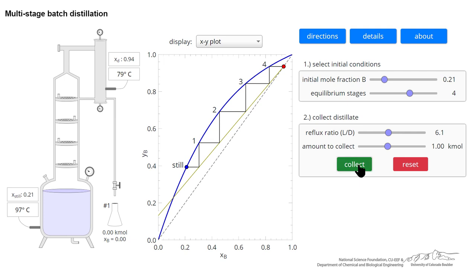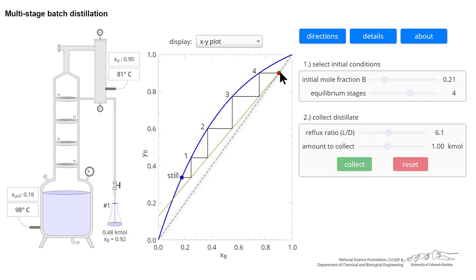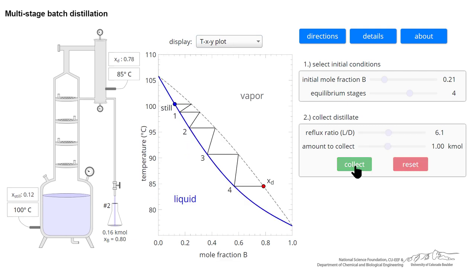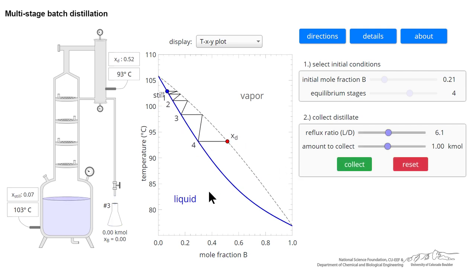So when I hit collect, then you'll notice the mole fractions are decreasing, both the still and the distillate. This is a transient process. And if I hit collect again, well, let me show you the behavior on the TXY diagram. If I hit collect, then notice the temperature is increasing and the mole fraction, again, the distillate and still are decreasing. So after 2 samples, the mole fraction in the still is down to 0.07.